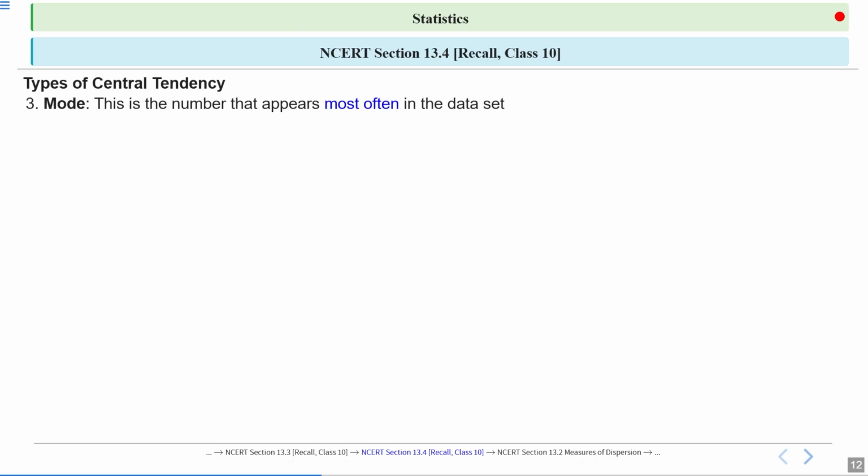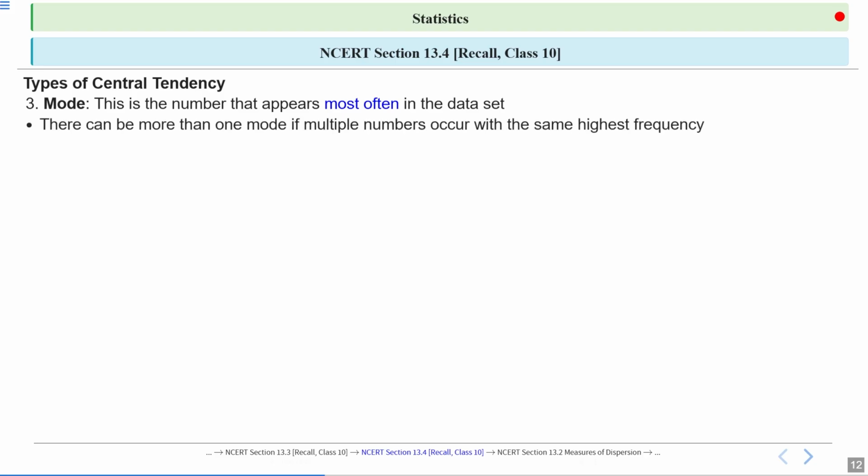So what is mode? Mode is the number that appears most often in the dataset. There can be more than one mode if multiple numbers occur with the same highest frequency. So the mode of a dataset is not unique. It may be one or more than one.